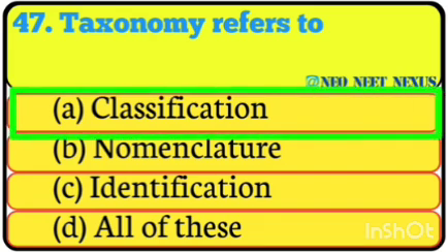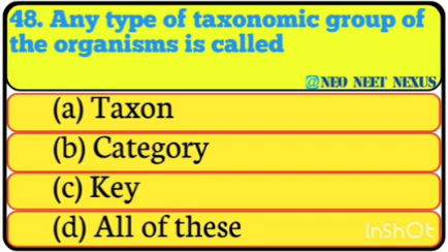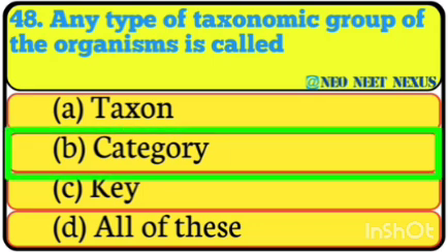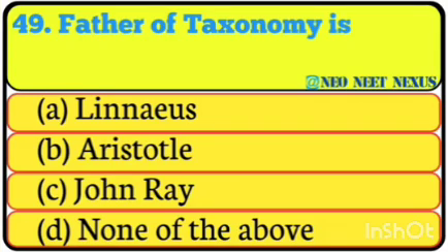Classification. Next, any type of taxonomic group of the organisms is called A. Taxon. B. Category. C. Key. D. All of these. Correct answer is option B. Category. Next, father of taxonomy is A. Linnaeus. B. Aristotle. C. John Ray. D. None of the above. Correct answer is option A.